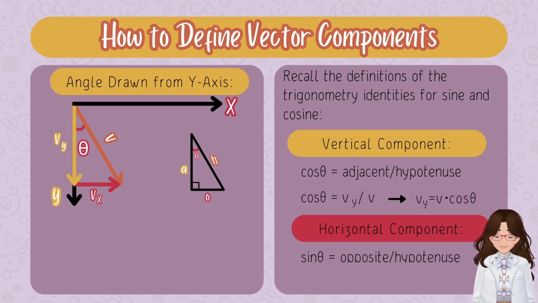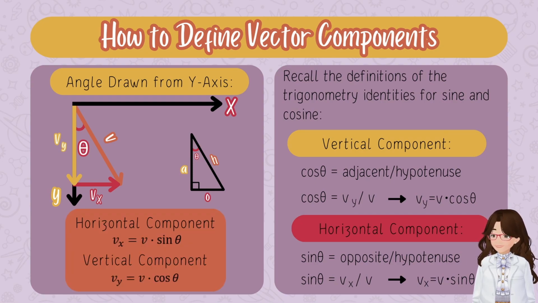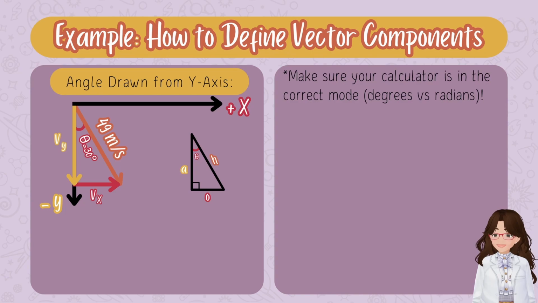And so when we solve this time, we're going to end up getting Vy is equal to V times cosine theta, while Vx is going to be equal to V times sine theta. And so in the case when an angle is drawn from the y-axis, we're actually going to see those trig identities swap places. Let's practice using this version.